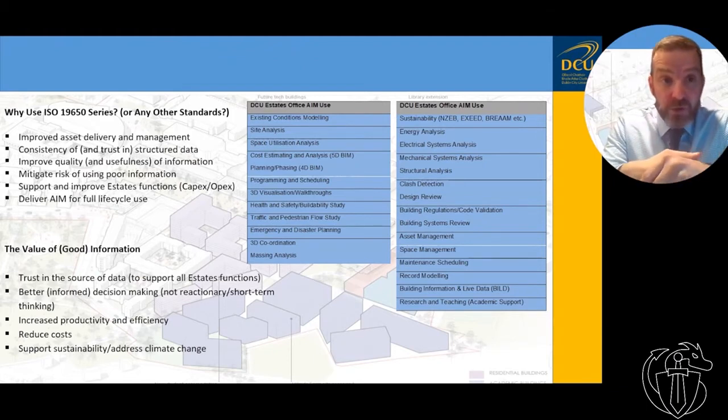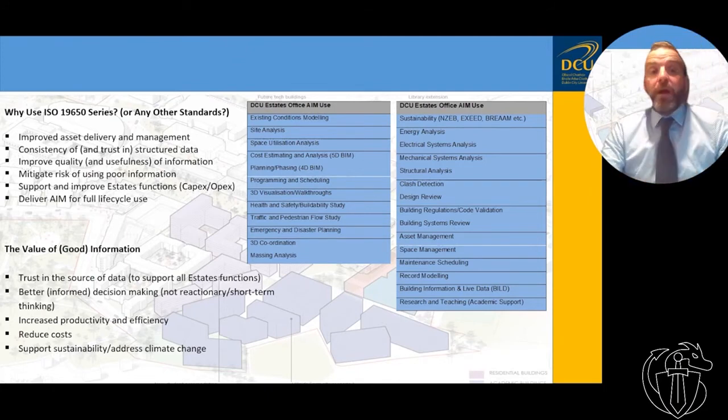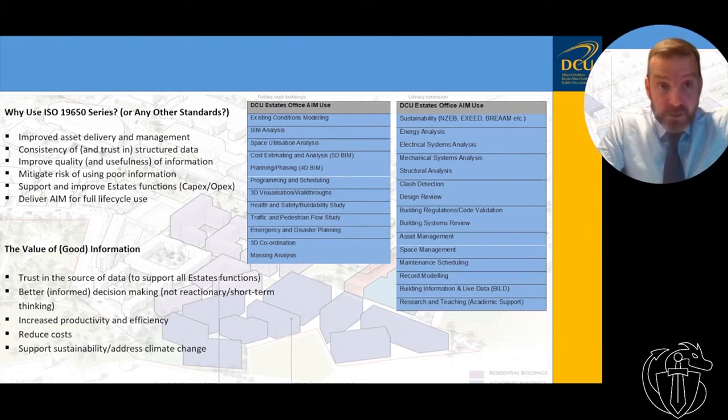So ISO 19650, what does it help us do? Well, we have various different functions, and among the things that we think it can help us with is to improve our asset delivery and management. It can improve the consistency of, and very importantly, the trust in the information or the structured data that we have. It can improve the quality and therefore the usefulness of information. And also it can mitigate against the risk of using poor information, which can lead to problems with costs, timelines, health and safety risks, everything that goes with having poor information. So avoiding that information chaos.